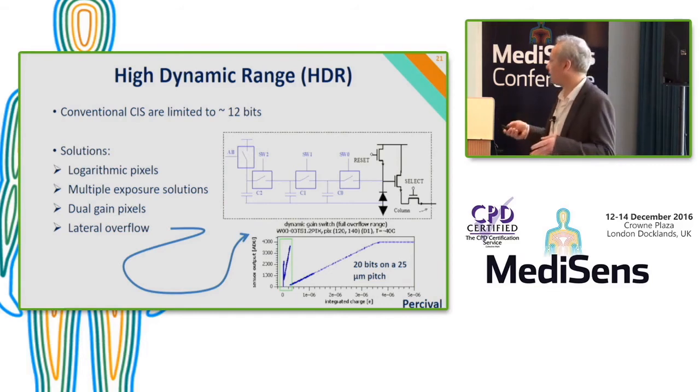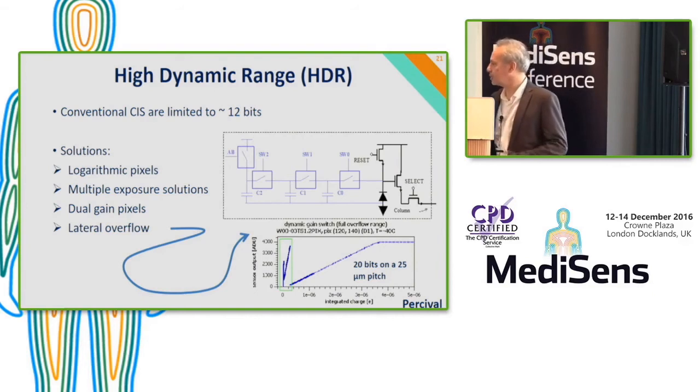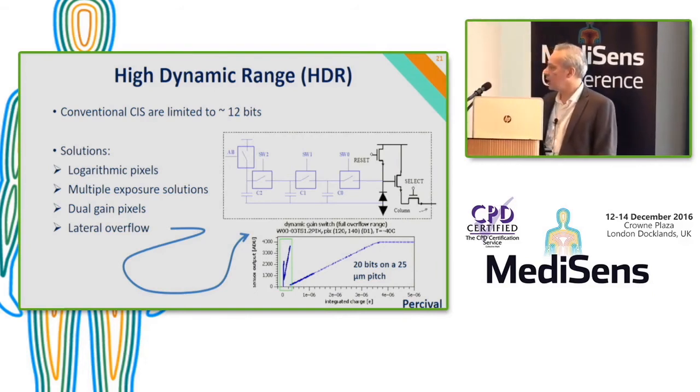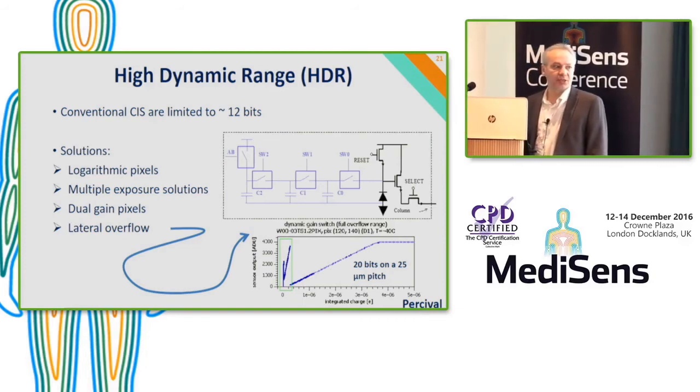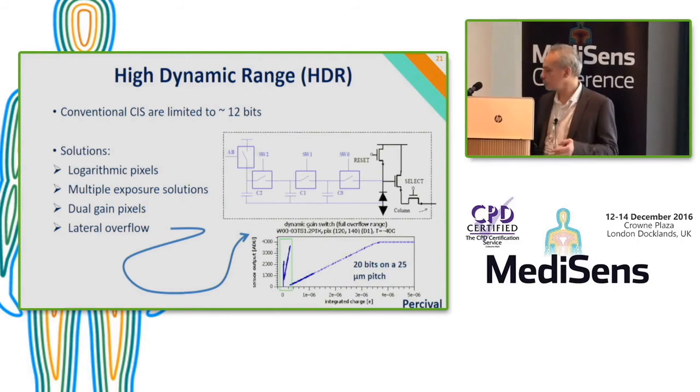And this is an example, again, taken from one of my last projects I was working on in my previous life. That's the Percival project. There we achieved a dynamic range of 20 bits on a 25 micron pitch. The advantage of the lateral overflow is that you don't need to have any pre-knowledge of the image you want to acquire, like what you need for dual gain, for example.